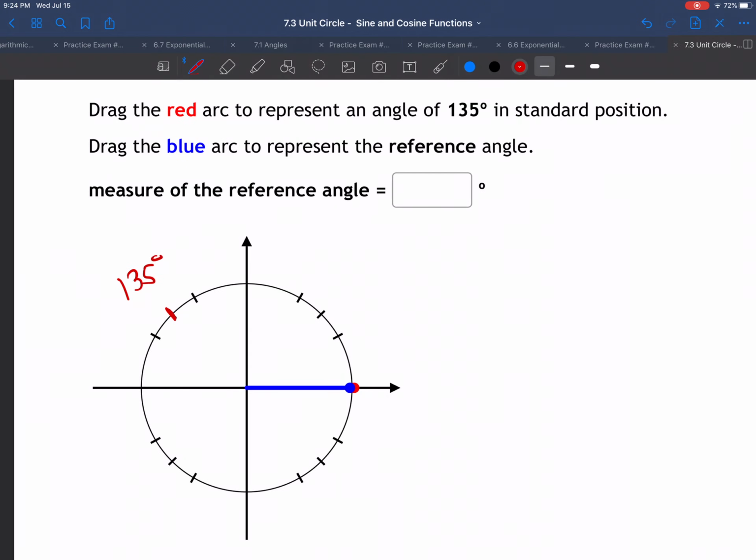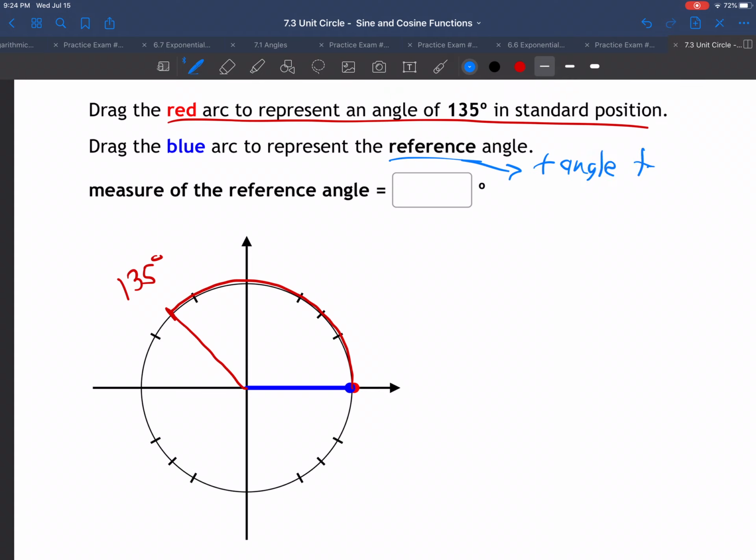So then we'll have a red arm that goes like this, and the red arc will go all the way to 135 degrees. Now, the blue arc is supposed to represent the reference angle. What is the reference angle again? It's the positive angle to the nearest x-axis. What do we mean by x-axis? Well, there's a positive x-axis here and a negative there. So if you're right here at 135 degrees, which side of the x-axis is nearest to you? Again, the negative, right?